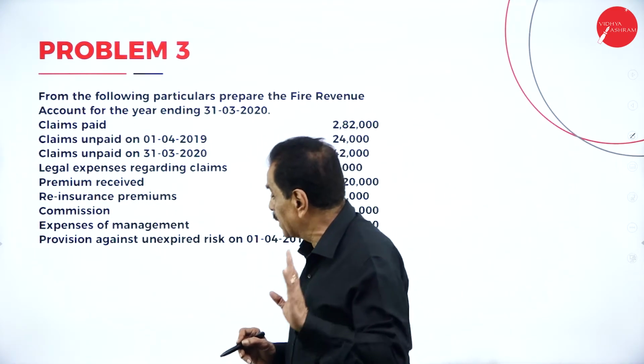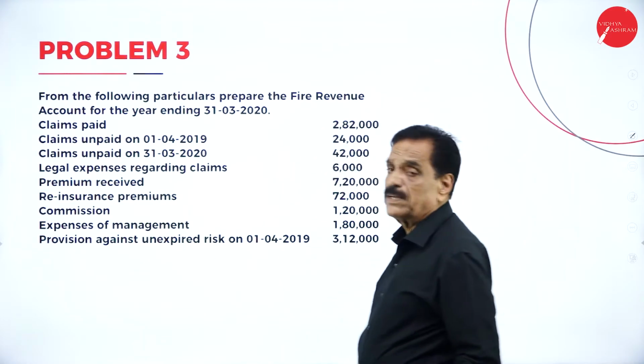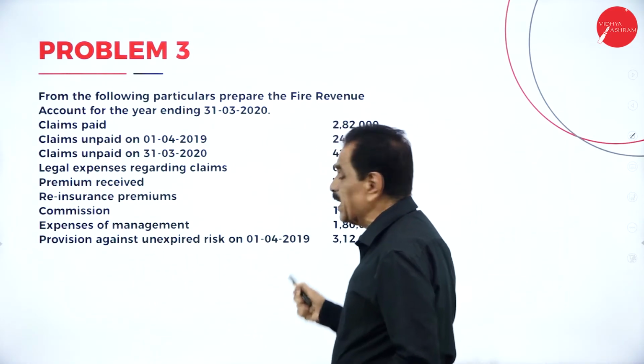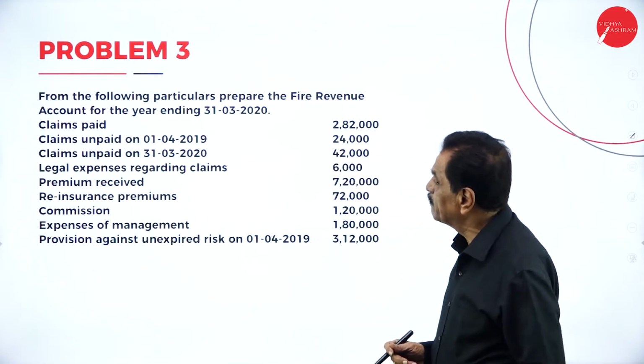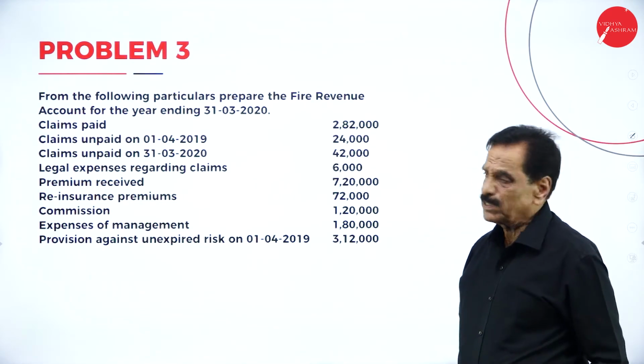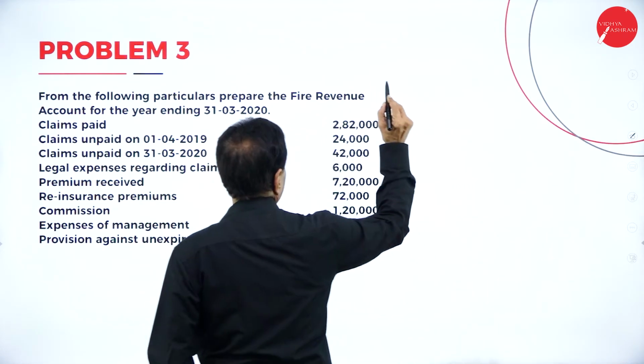Commission paid, schedule number 3. Expense of management, operating expenses. Provision against unexpired risk at the beginning of the year should be added. So a small problem was asked here. Very small problem, 10 marks. This is also here, 10 marks.